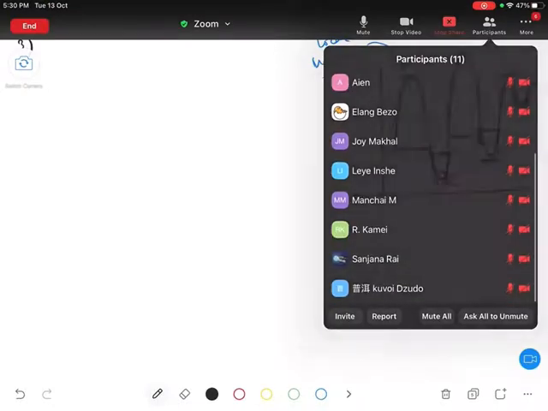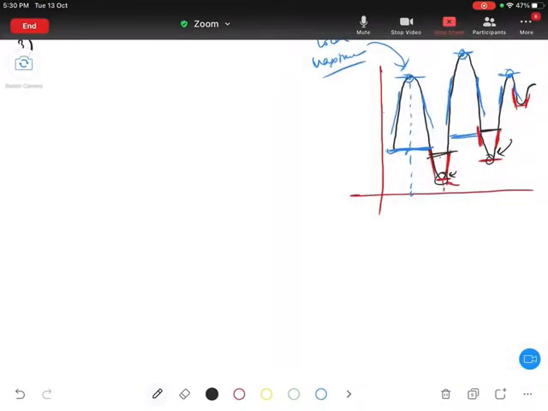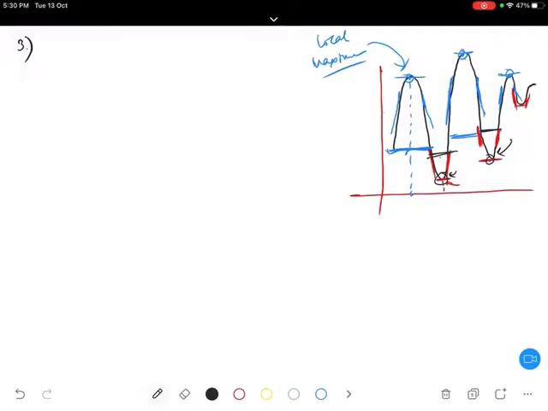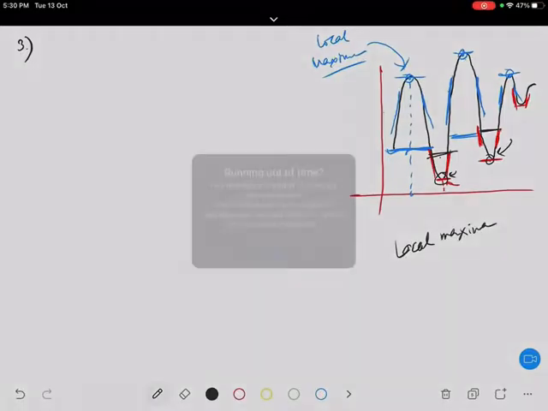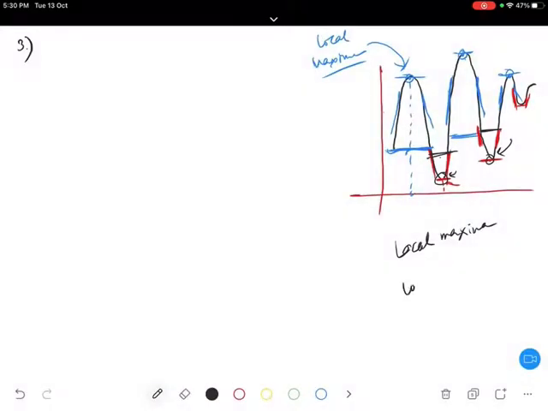Now let's move on to question number 3. Find local maxima and minima. Local maxima is nothing but the local maximum value. Local minima means the local minimum value. So find also the local maximum and local minimum values. That's it. Now the first function is given by f.